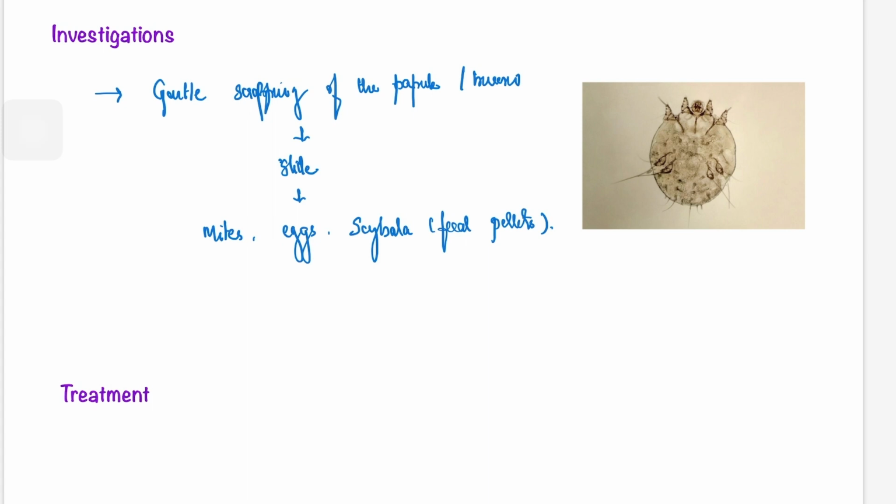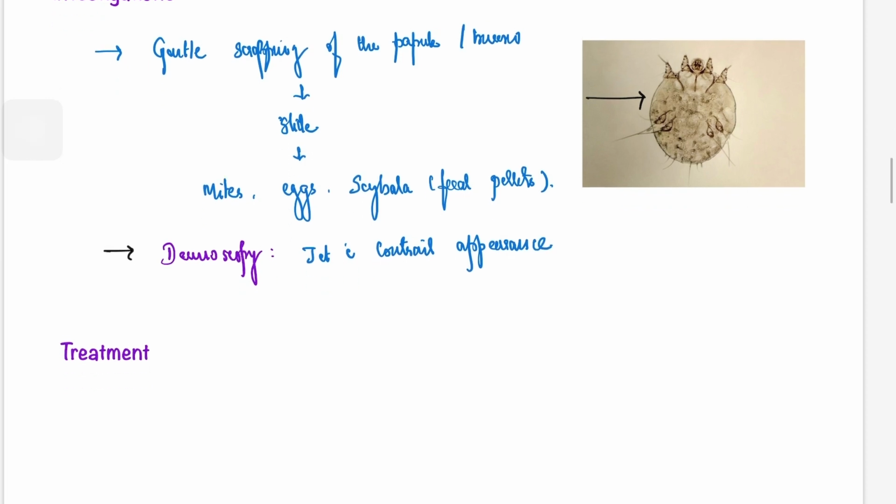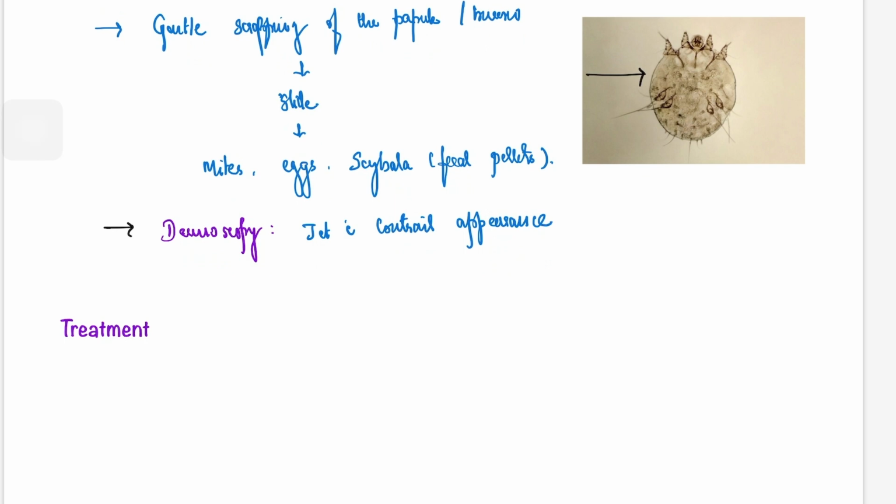So you can see this mite of scabies, or in recent years they are asking what is the dermoscopic appearance of scabies. Dermoscopy, what would you see? You'll see the jet with contrail appearance. Dermoscopy is a handheld non-invasive instrument which would magnify the lesions, and in dermoscopy you would see the jet with contrail appearance.